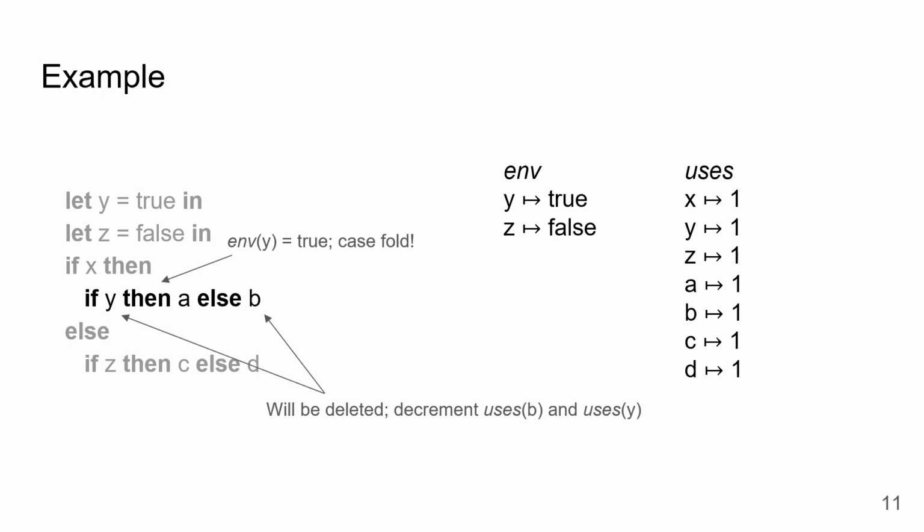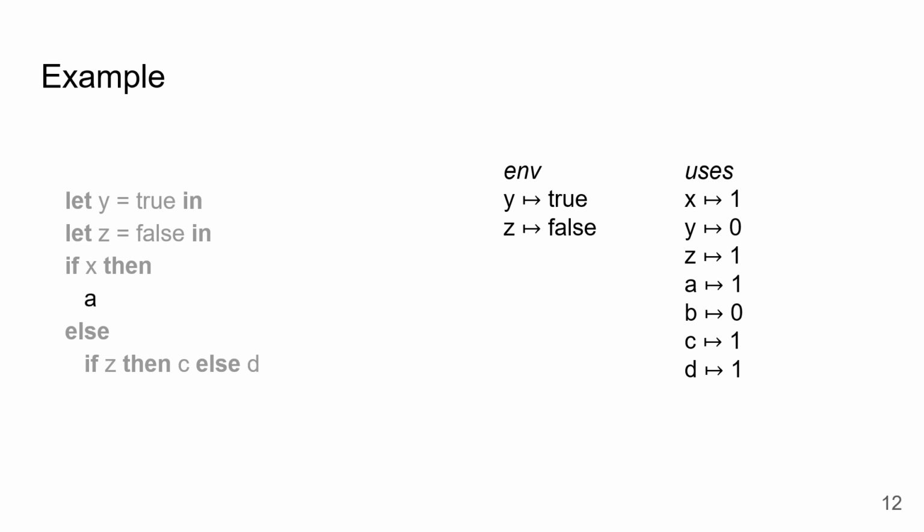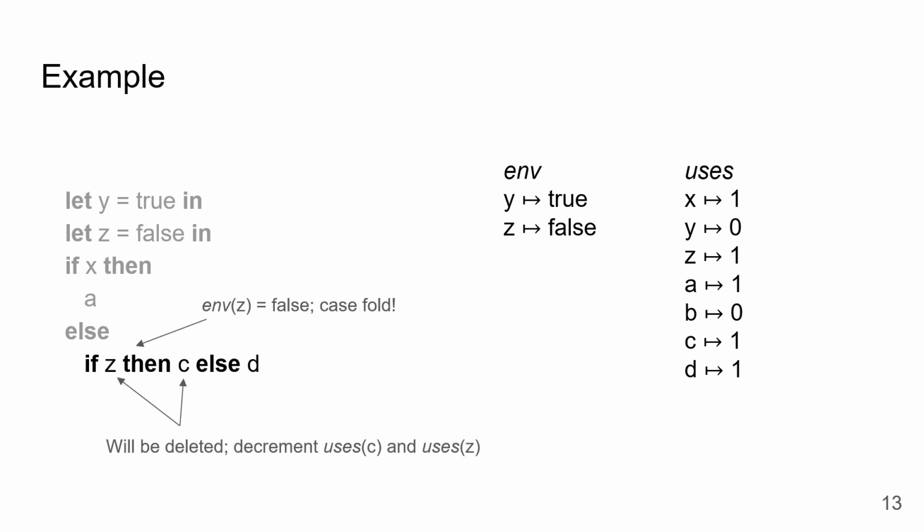In doing so, we'll be deleting occurrences of variables b and y, and so their use counts will have to be decremented from 1 to 0. Something similar occurs in the recursive call on the else branch. We encounter an if-then-else scrutinizing z, and when we look up z in the environment, we find that it's bound to false. So we can perform case folding, replacing this if-then-else by its else branch d. In doing so, we'll be deleting occurrences of variables z and c, and so we have to decrement their use counts.